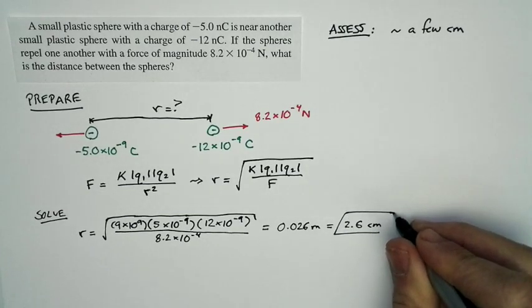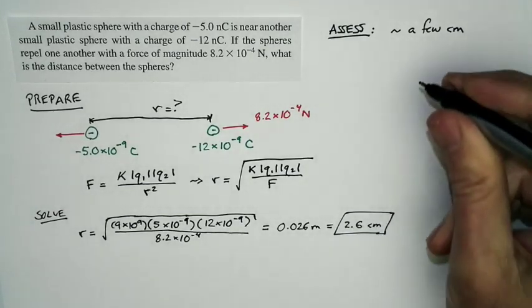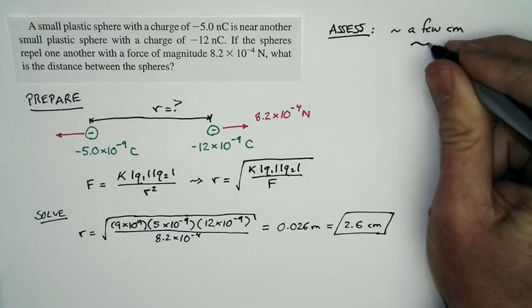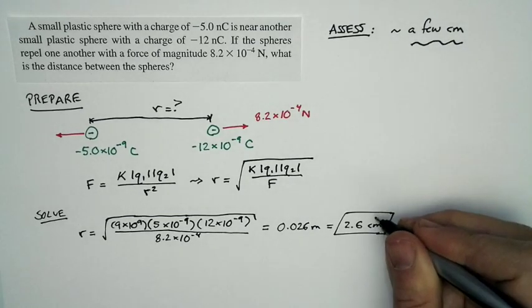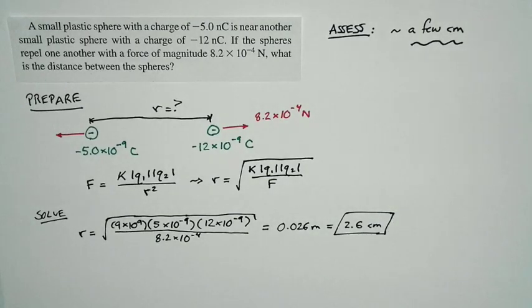That's what we calculate for the distance between the two spheres, and our assessment is this. We predicted before we calculated that the distance should be a few centimeters. That's exactly what we find, and so this calculation matches the way we know the world works.